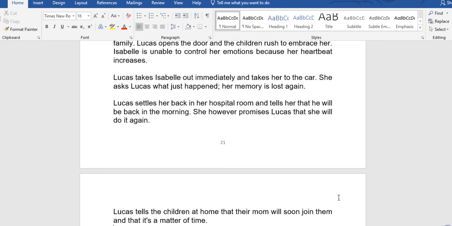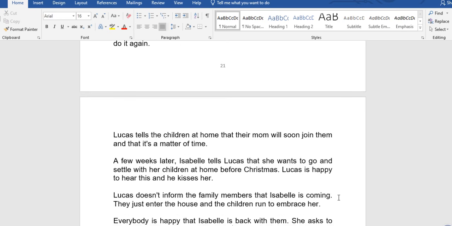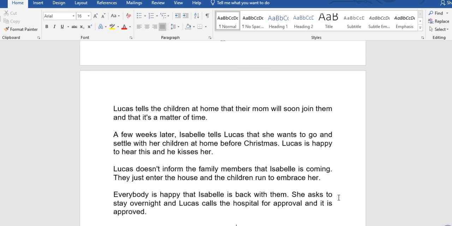Lucas takes Isabel out immediately and takes her to the car. She asks Lucas what just happened. Her memory is lost. She's agitated when the children run to embrace her. Lucas settles her back in her hospital room and tells her that he will be back in the morning. She, however, promises Lucas that she will do it again, that is, she would like to go home again. Lucas tells the children at home that their mom will soon join them and that it's a matter of time.